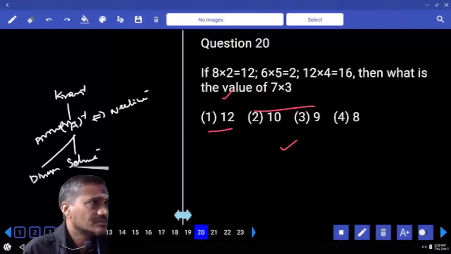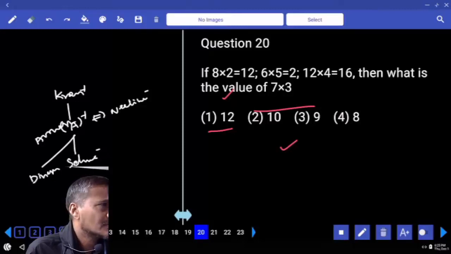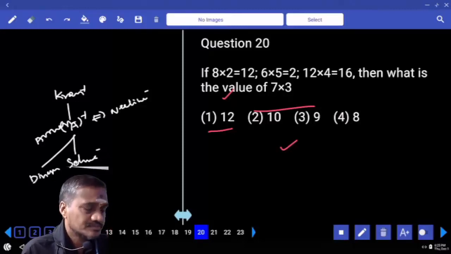Prithvi sir. Phone check. Prithvi sir, phone check.